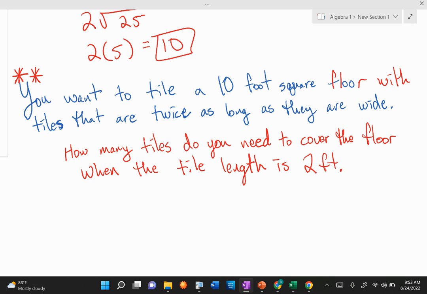Wait, does that mean that each tile would be like 5 something?